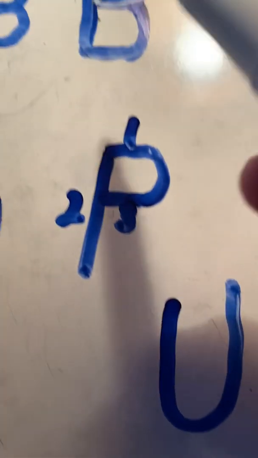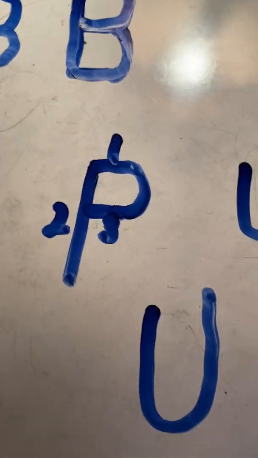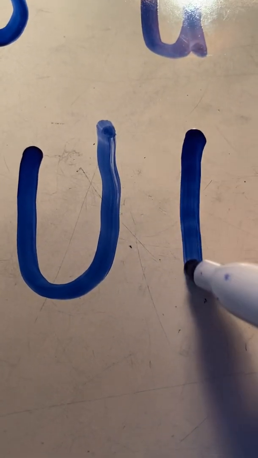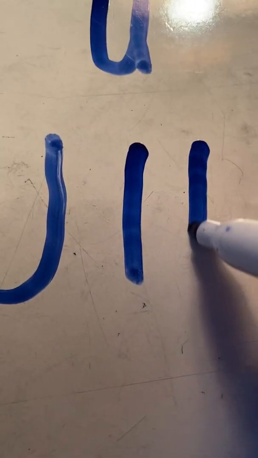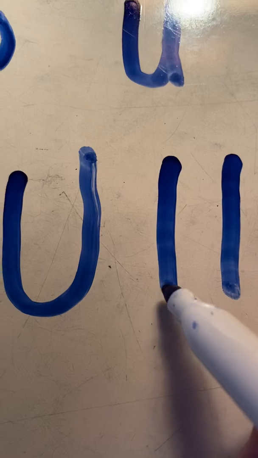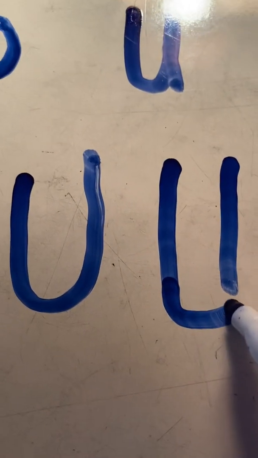It's almost like what we did with B's and D's and P's and R's, except my line segments on the U are going to come down and come down. And then at the end of those line segments, I connect them with a half circle. And that's what makes my U. So a U actually has 1, 2 line segments as well.